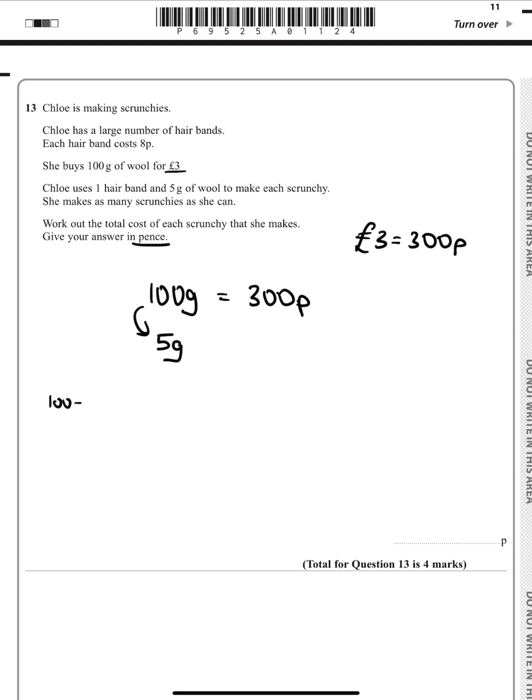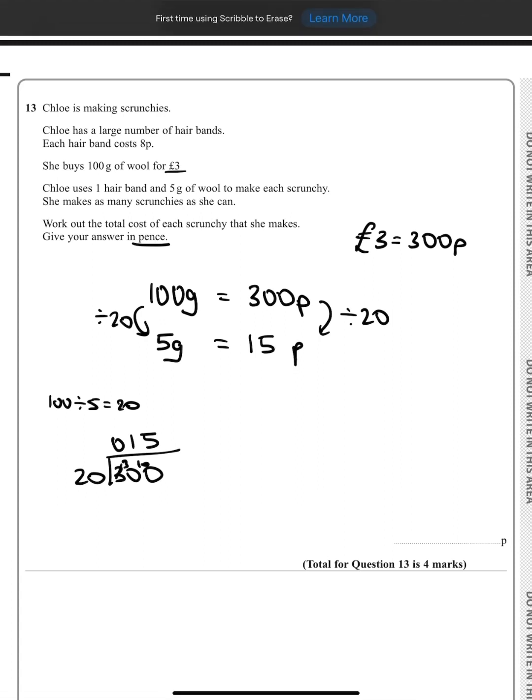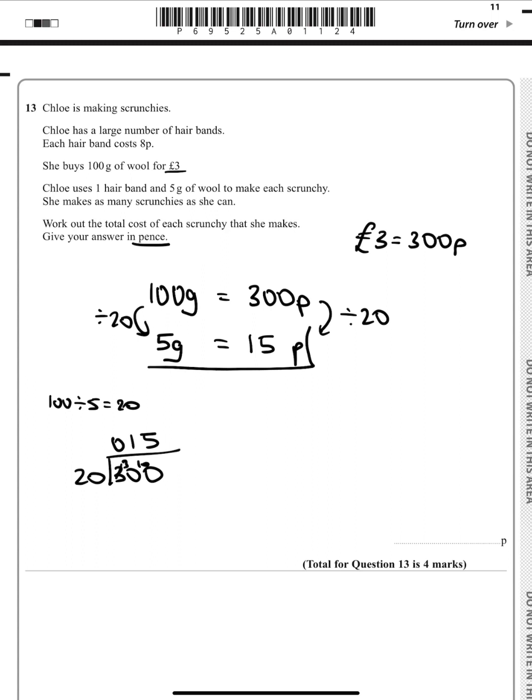Well, 100 divided by 5 is 20. So that means 100 divided by 20 is 5. So I'm going to divide 300 by 20 to see what the cost of 5 grams of wool is, which is what she needs to make each scrunchie. So 300 divided by 20: 20 into 30 is once, remainder 10, and then 20 into 100 is 5. So that means 5 grams of wool costs 15 pence.